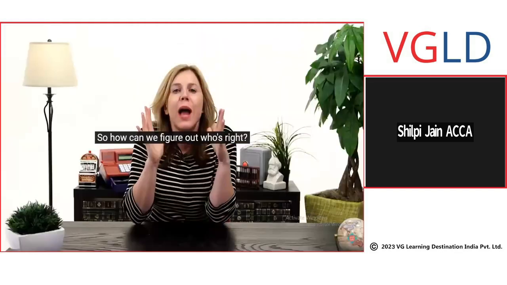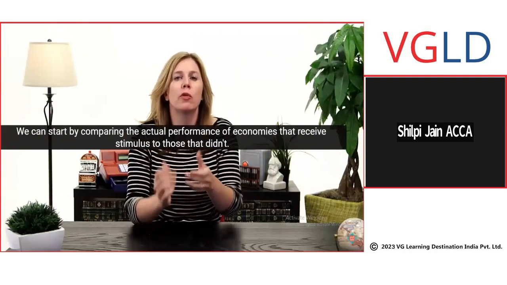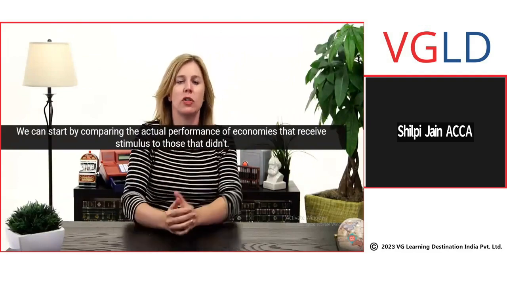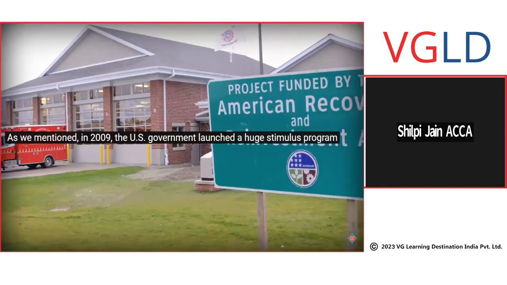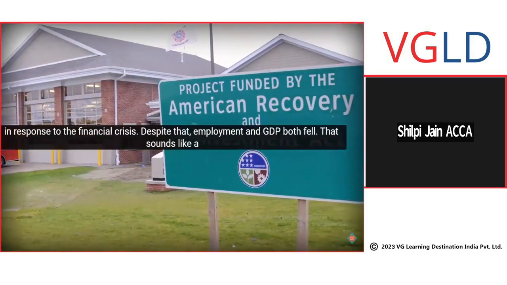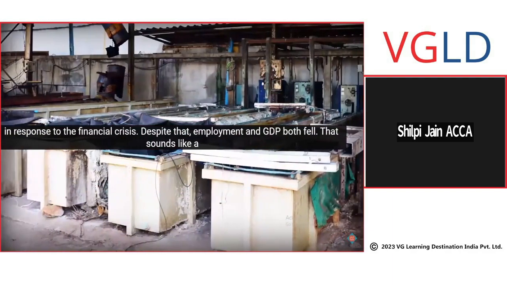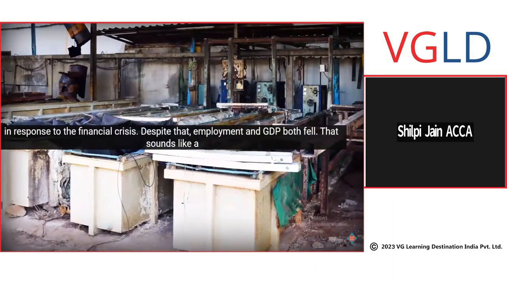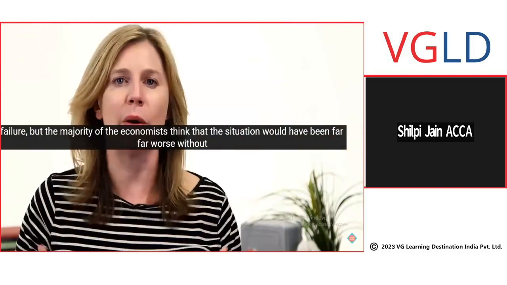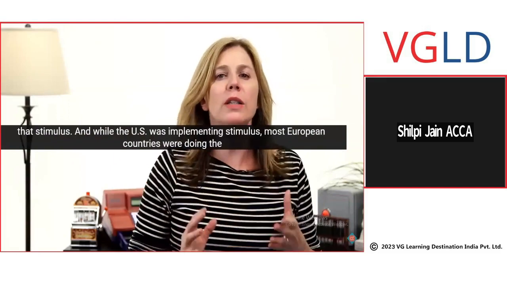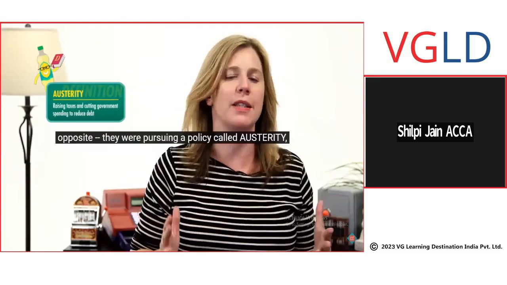So how can we figure out who's right? We can start by comparing the actual performance of economies that received stimulus to those that didn't. As we mentioned, in 2009, the US government launched a huge stimulus program in response to the financial crisis. Despite that, employment and GDP both fell. That sounds like a failure, but the majority of economists think that the situation would have been far, far worse without that stimulus.